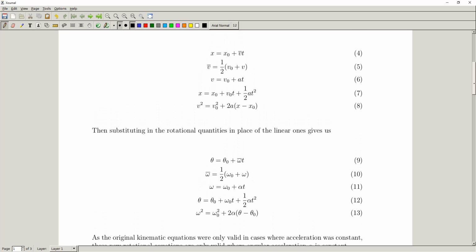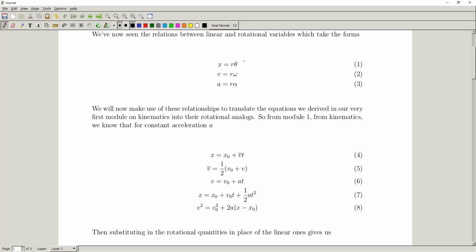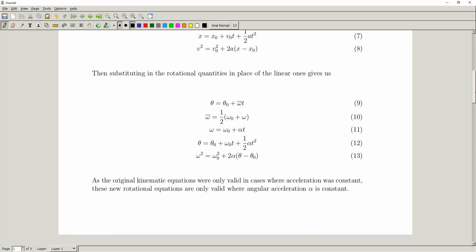So basically what we end up doing, and it's not quite as simple as just changing every x to a theta, every v to an omega, and every a to an alpha, but instead it's applying these definitions to each of them. So every x turns into an r theta, every velocity turns into an r omega, and every a turns into an r alpha. Okay, and if we do that to these equations, we do end up with these equations here.